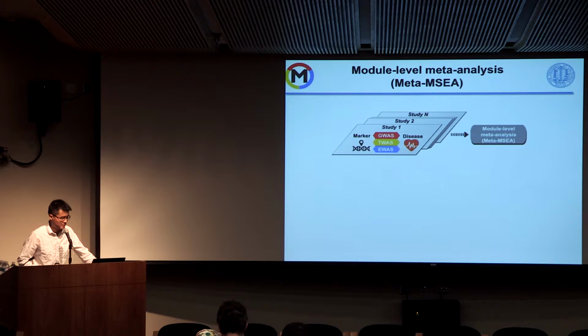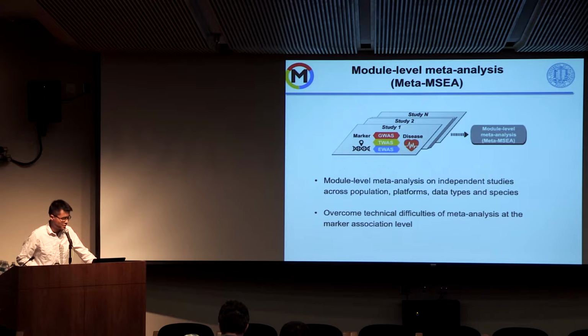Another important component that we have in Mergeomics is called the module-level meta-analysis, or meta-MSEA. What it basically does is perform module-level meta-analysis across different association data sets. There are two advantages of doing this. First, it allows us to consider, in parallel, independent studies across populations, platforms, data types, or even species. And it can also help us overcome some of the technical difficulties that we usually encounter when we perform meta-analysis at the marker association level, such as meta-analysis of multi-ethnic GWAS data.